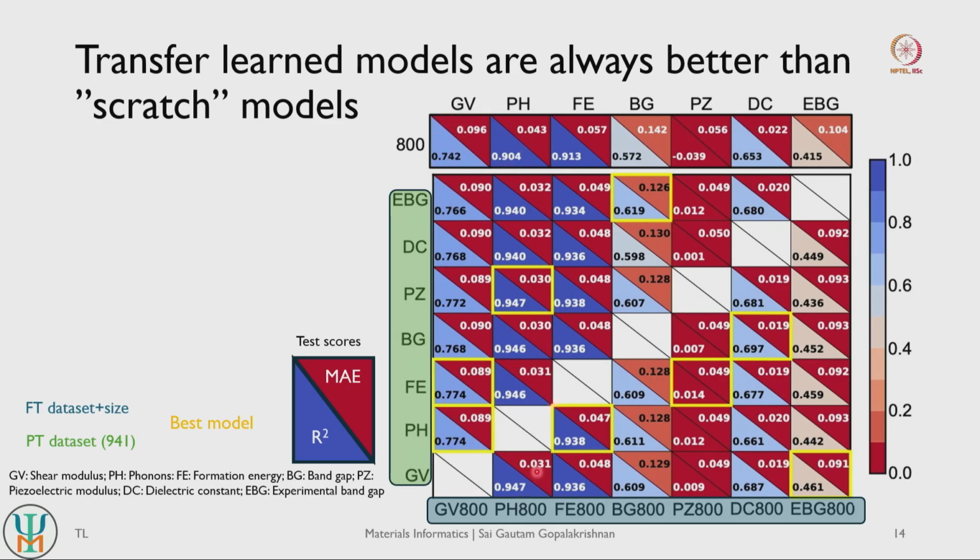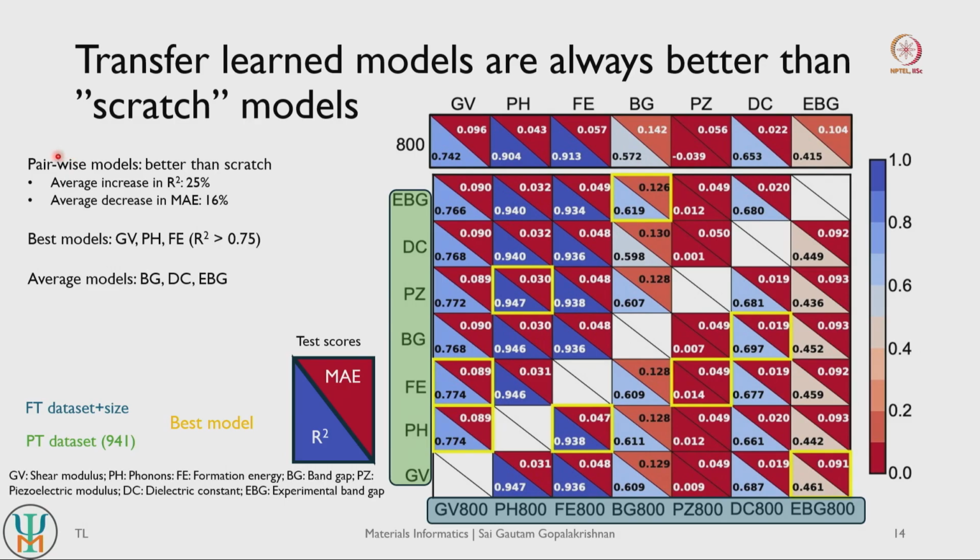Same thing here with phonon frequencies, formation energies, computed band gaps, piezoelectric constants, piezoelectric modulus, dielectric constants, and your experimental band gap. The yellow boxes in each of the columns basically indicate the best models. So this is the best performing model that we have amongst all the models, amongst all the transfer learned models and the scratch models as well. So yellow boxes indicate the best performing models. So let's look at some of the summaries of this exercise.